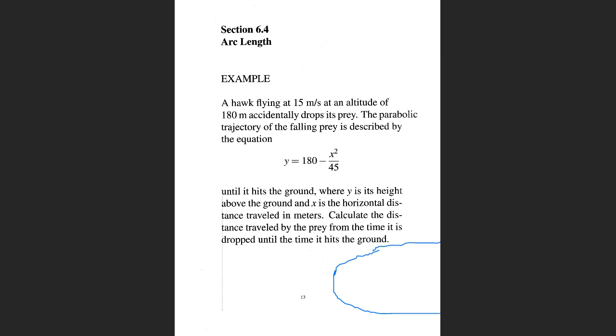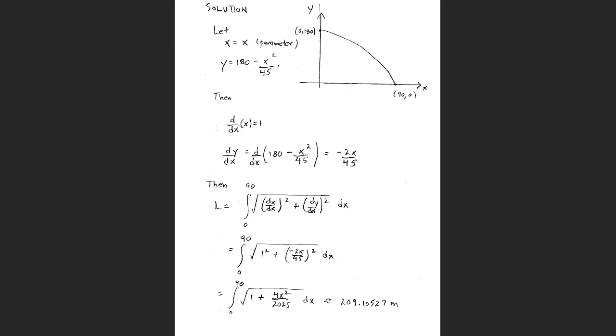Well, you see, look at this. So y is a function of x. So in that case, it's easier to make x the parameter. So watch what we do here in the solution. I've drawn a picture of the arc. This is the prey falling from 180 feet.